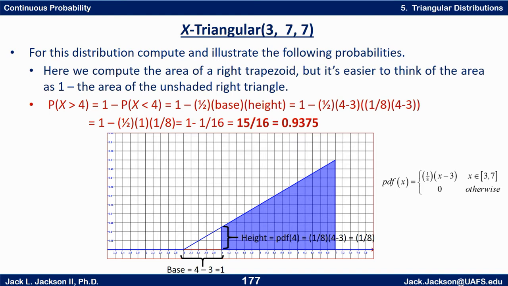And as we just figured out before, the height there is 1/8 and the base is 1. So that area is 1/2 times 1 times 1/8, which is 1/16. We just figured it out. So 1 minus that will be the part that we have shaded here, which is 15/16. In decimal form, that's 0.9375. Again, why do we need the PDF formula? We need it to figure out this height right here, because it's just PDF of 4.